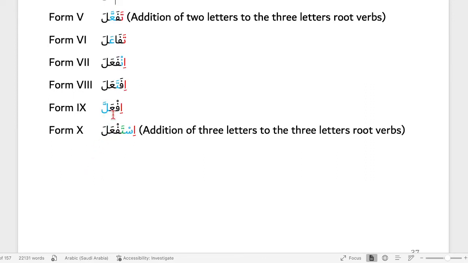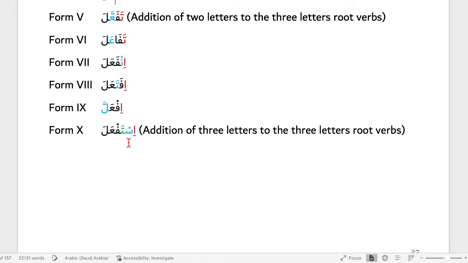Form 9 is if'alla. So here also two letters are added, alif and lam. The third radical is repeated. And form 10 is istaf'ala. So here three letters are added. You see these differentiated by three different colors. So here we add three letters before the three root letters: ist, alif, sin and ta. So those are just the recognition of the 10 forms.